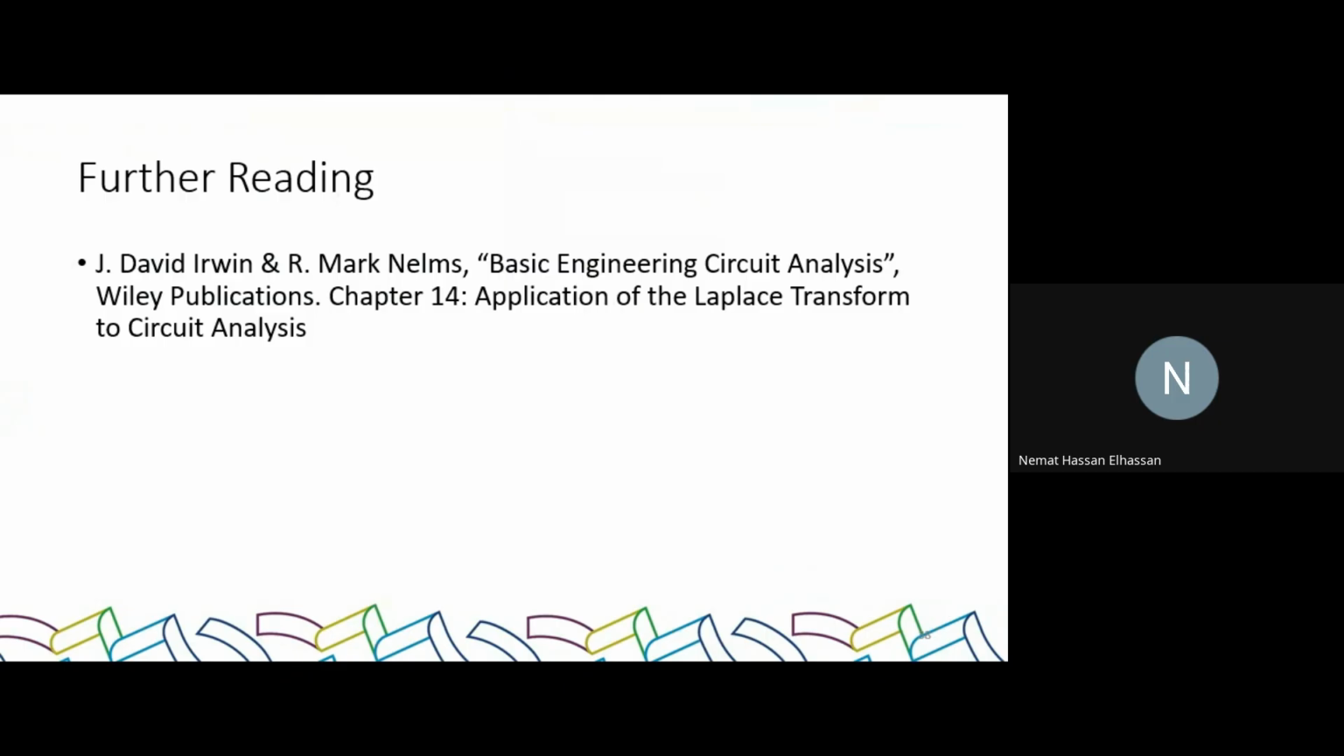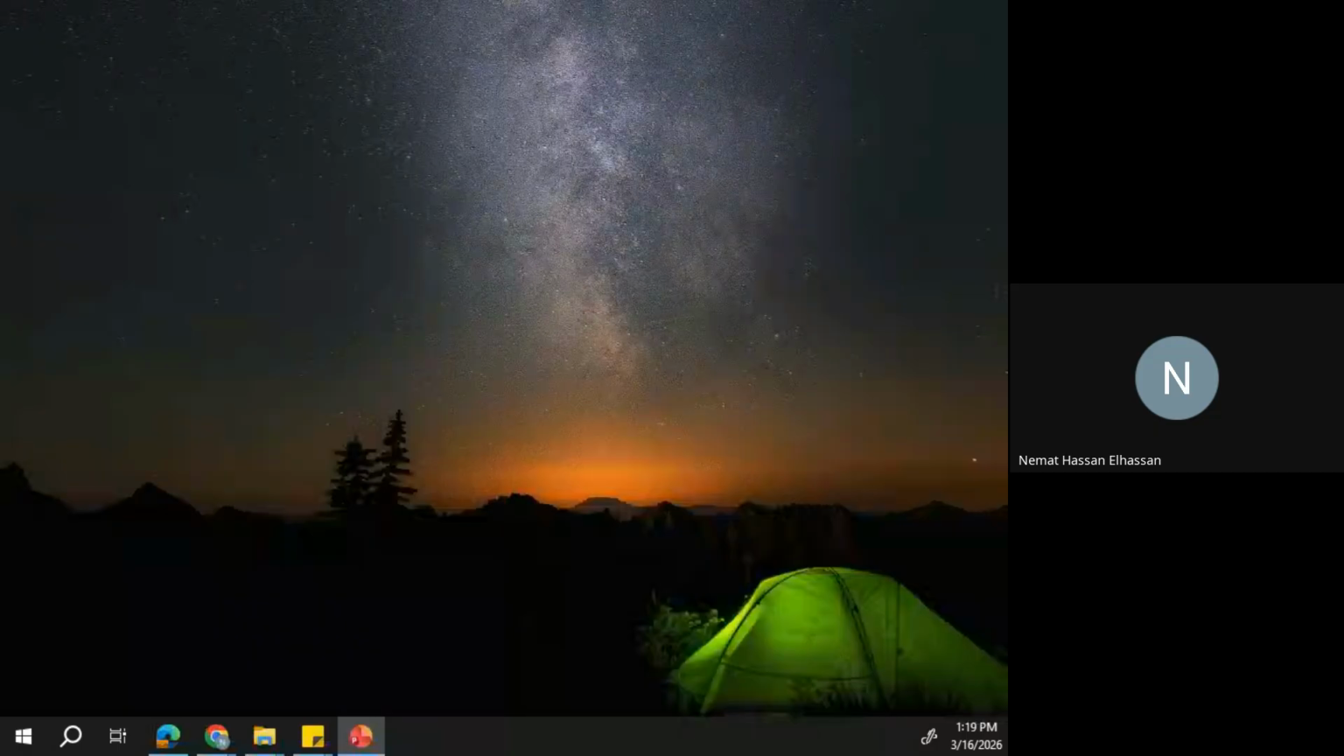So if you want to practice with more problems, you can go to Irwin and Nelms' Basic Engineering Circuit Analysis. Chapter 14 has more examples. You can find this at the library, or you can go to the reading list available in the module handbook. In there, you'll find a soft copy through your UWE credentials.